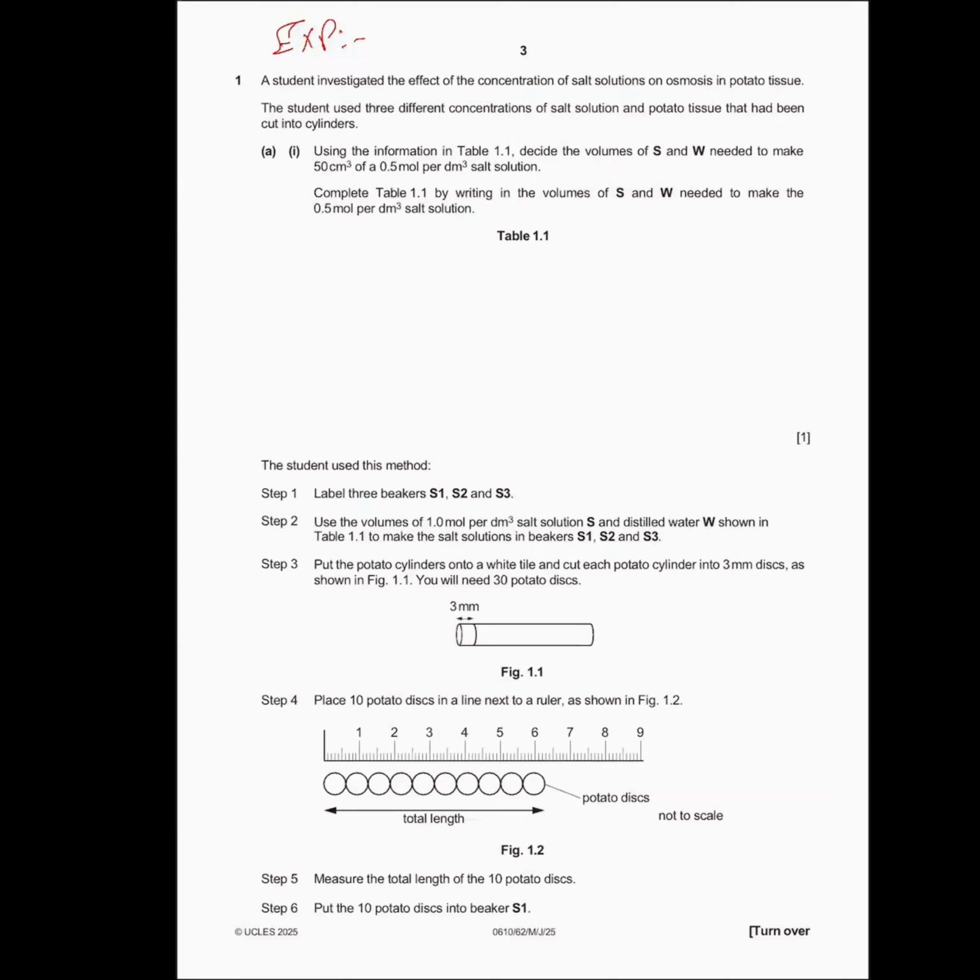He's telling you a student investigated the effect of concentration of salt solution on osmosis. Once I see osmosis, I have to remember two things. Osmosis is the diffusion of water from an area of high water potential to an area of low water potential through a partially permeable membrane. So we have three cases for potato. Whenever we have potato, we have three cases. The potato is to lose mass. The potato is to gain mass. The potato stays the same.